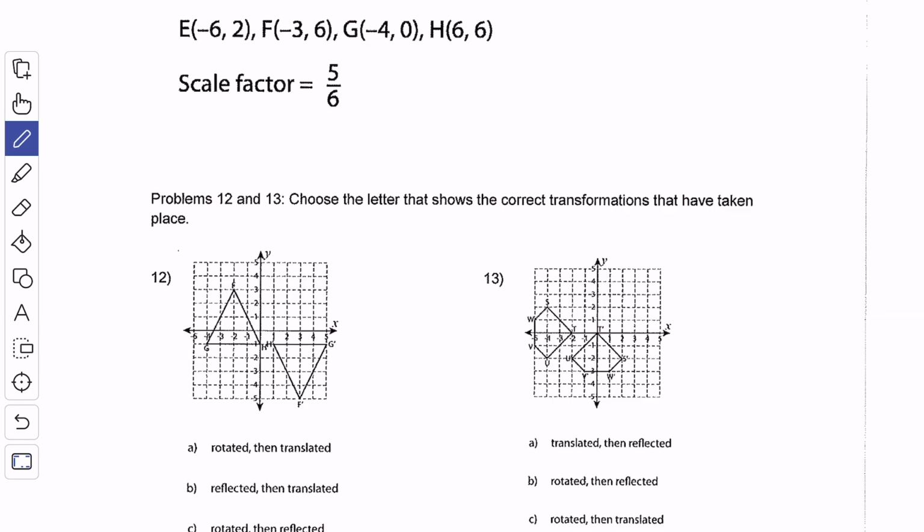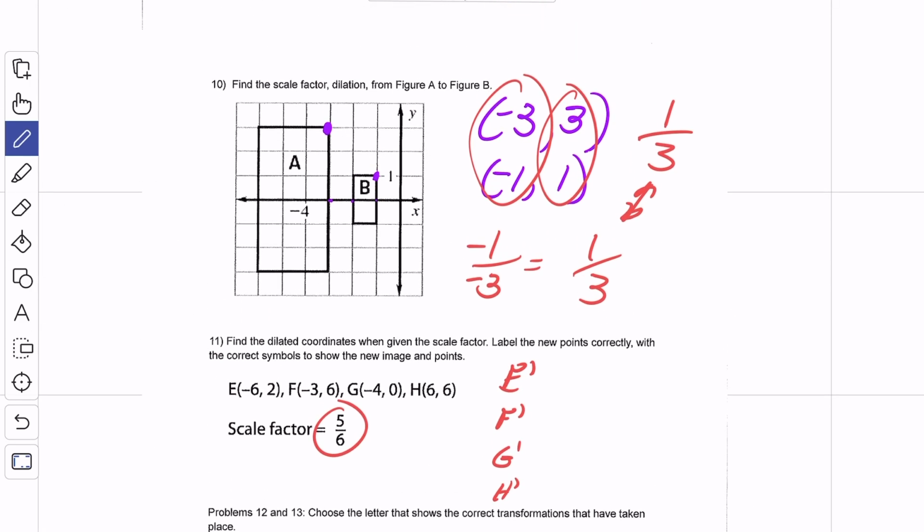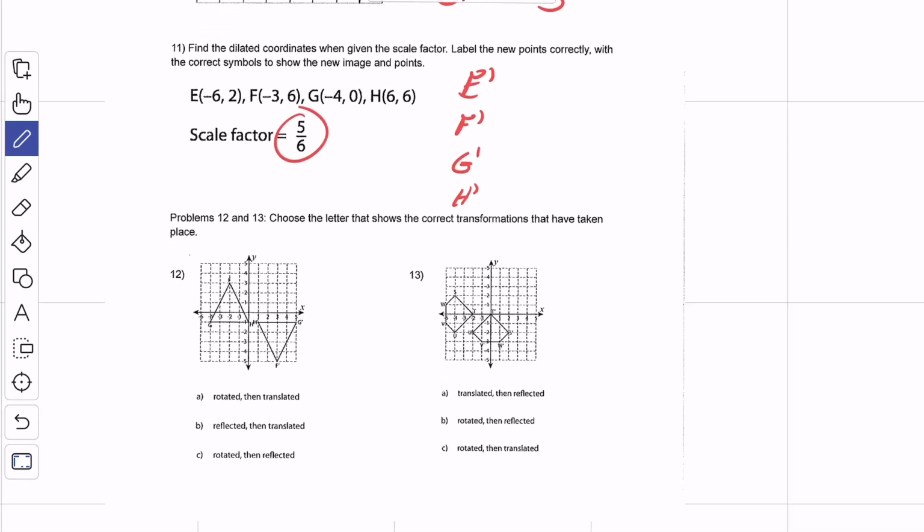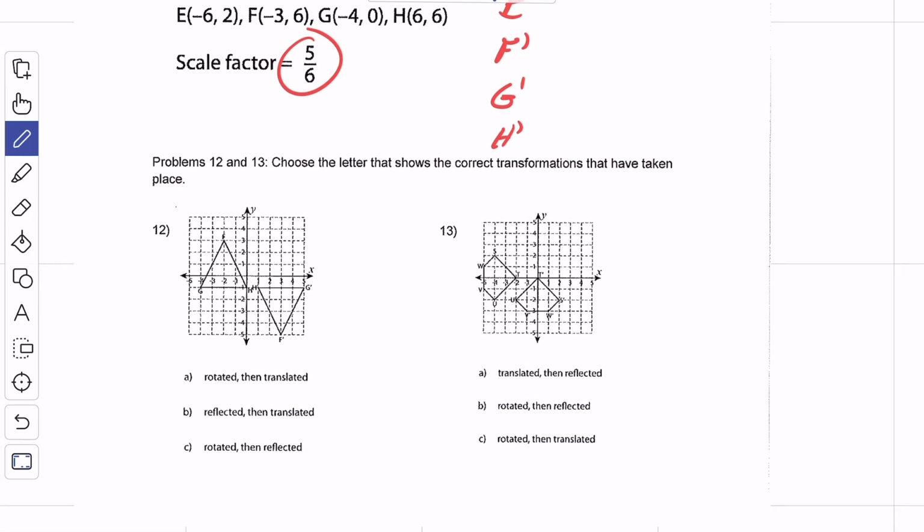All right, so for this one, number 11, it's giving us a scale factor, and it's now asking what the new coordinates would be. So remember, when you're doing this, you must write it as E prime, F prime, G prime, and H prime. If for the other way we divided our numbers to get our scale factor, think about what we would do if we have our scale factor and are trying to come up with the new numbers. We just multiply every single coordinate by that.